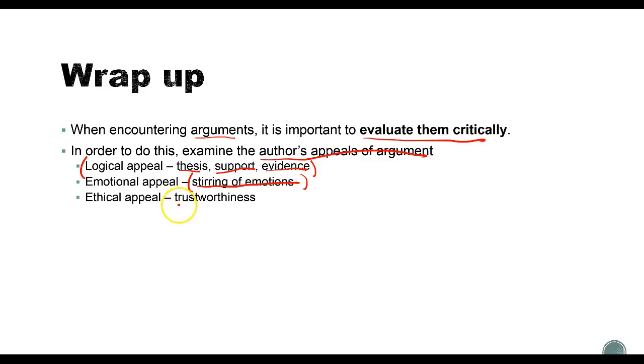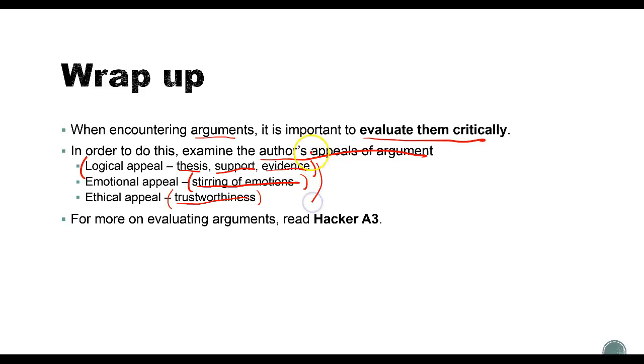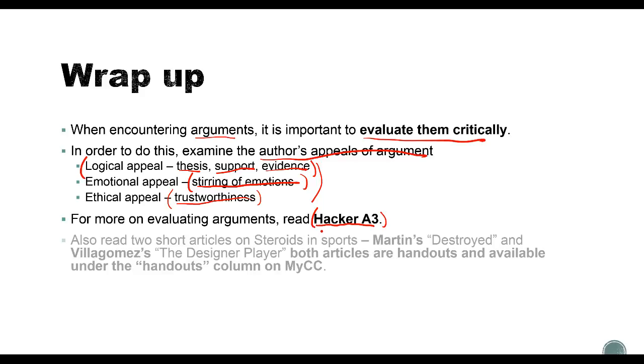The ethical appeal: is the author trustworthy? Do we believe him or her? Do we see him or her as a credible author? Does he or she look at the other side much? So that's the ethical appeal. So when you're looking at all of these, it'll give you a good sense of whether an argument is strong or not. So for more on evaluating arguments, make sure you read Hacker A3. She gives a couple of other tips on there. It's not that easy to do, but that's what you want to try to do, is to get a sense of whether an argument is strong or not strong.